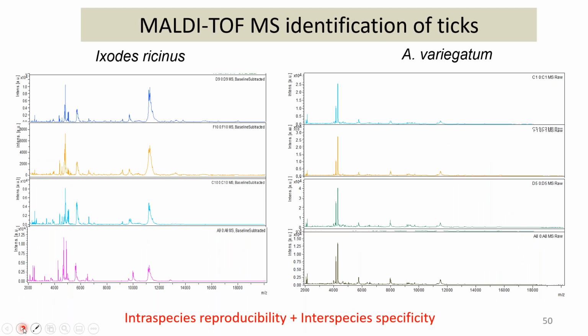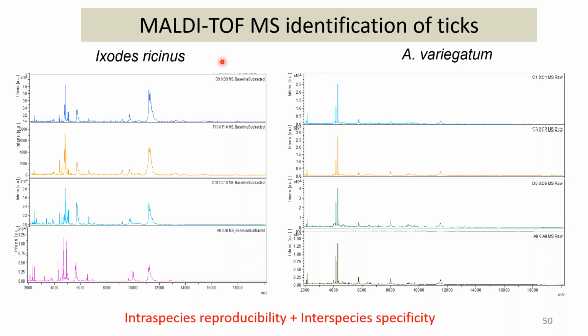And here you can see our first try with two important vectors: Ixodes ricinus, which transmits the Borrelia species that are responsible for Lyme disease, and Amblyomma variegatum, which is a tick that is mostly associated with Rickettsia, which are small intracellular bacteria, and this one especially Rickettsia africae, which is an agent of fever in tropical areas.